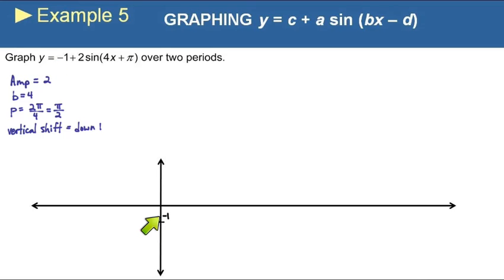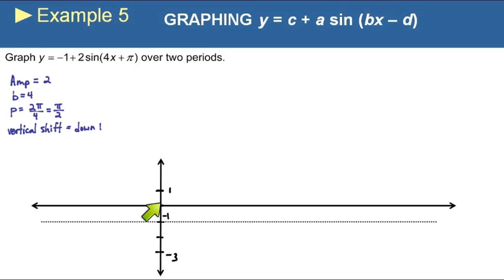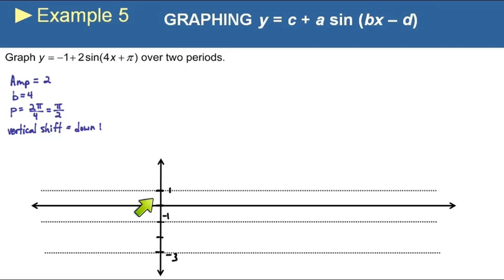Okay, so I'm going to go ahead and draw right here on my y-axis down 1, and that is the new center of our graph. Let's just draw a little horizontal line there to help us remember. And since the amplitude is 2, I'm going to need to go up 2 and down 2 from that point. So from negative 1, if I go up 2, I'm at positive 1, and from negative 1, if I go down 2, I'm at negative 3. So there are our guidelines again for the lowest point and the highest point.